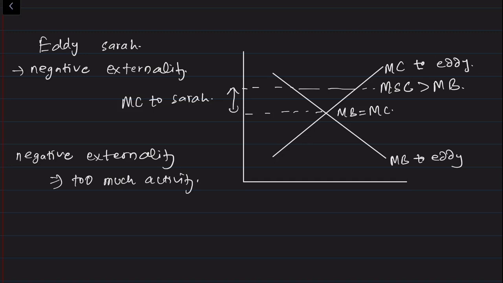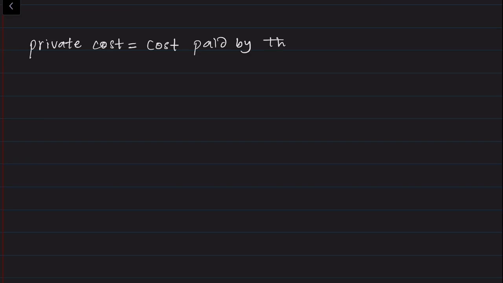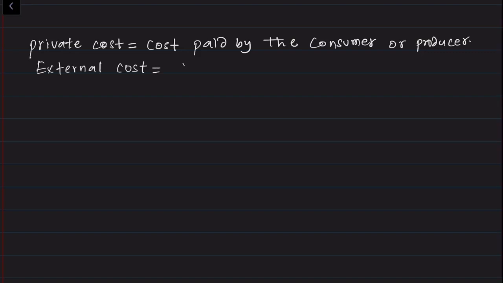Now let me introduce some terminologies. So the first term is private cost. This is the cost paid by the consumer or producer. Second term we have is the external cost. This is the cost paid by other people. Other people means other than the consumer or producer.